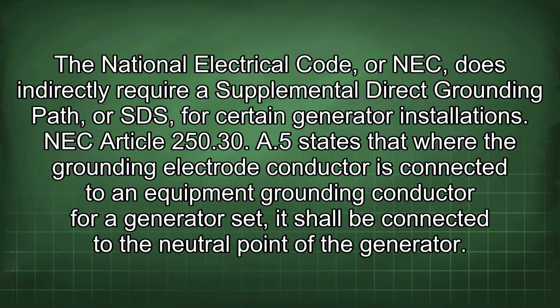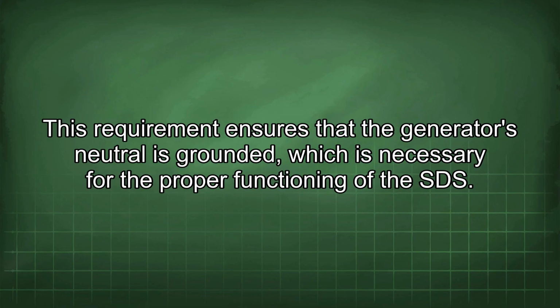The National Electrical Code, or NEC, does indirectly require a Supplemental Direct Grounding Path, or SDS, for certain generator installations. NEC Article 250.30(A)(5) states that when a grounding electrode conductor is connected to an equipment grounding conductor for a generator set, it shall be connected to the neutral point of the generator. This requirement ensures that the generator's neutral is grounded, which is necessary for the proper functioning of the SDS.